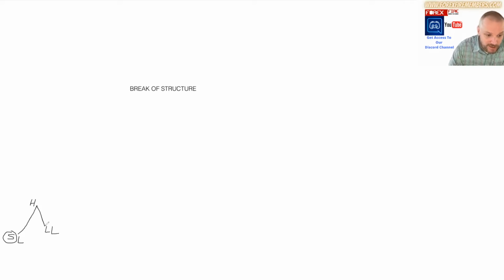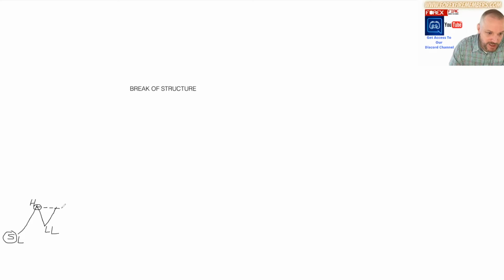So generally, if we get a pullback and then the buyers start to come back into control, price will start moving back up. Now, break of structure is basically the first impulse drive, which would be this here at its highest point.